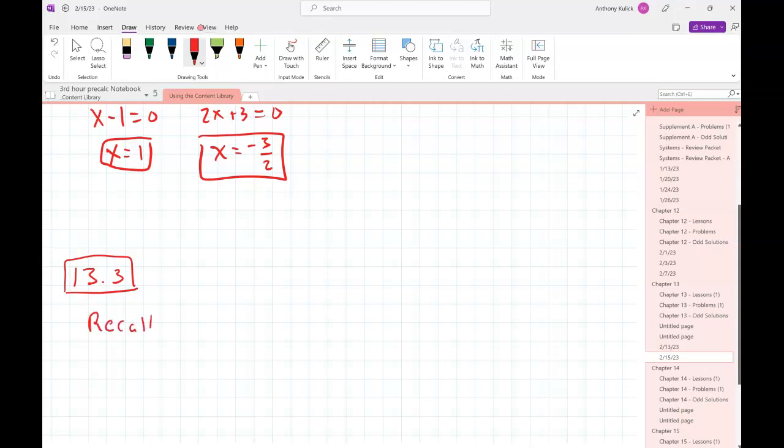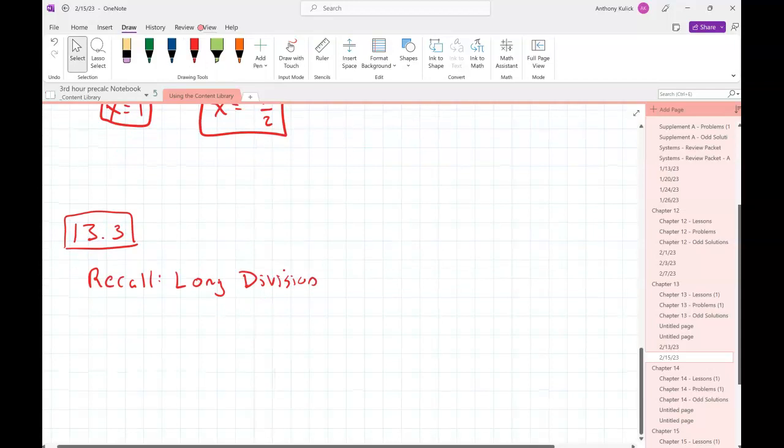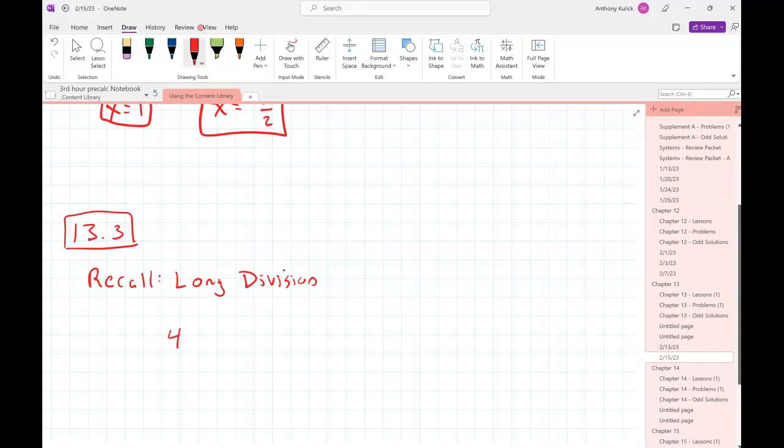All right. So I need you guys to put on your time machine hats. I need you to go back to elementary school, because we need to review how to do long division. Somebody give me a 4-digit number. 4,203. And then a 2-digit number. 18.